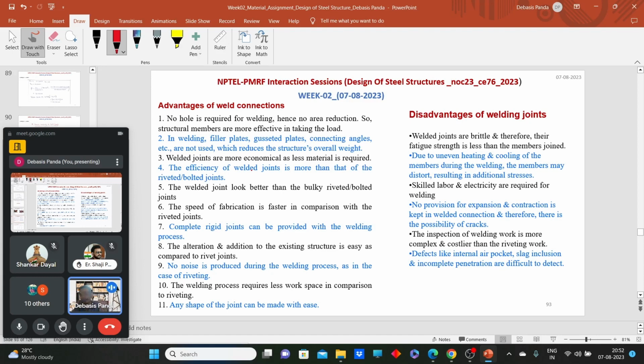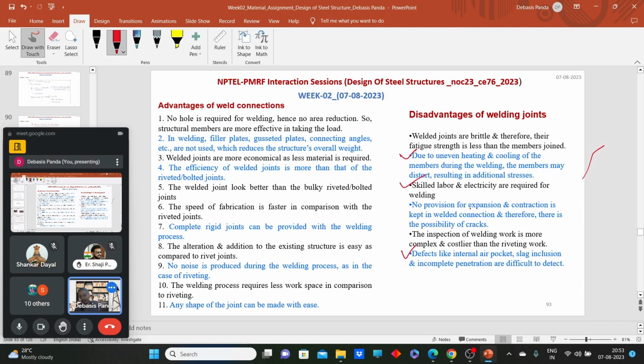Now, uneven heating. During the process of welding, we have to heat the portion. We need to deposit the reinforcement as a deposit material. So there may be chances of uneven heating and cooling. Residual stress can occur, which can lead to some failure, and we need skilled manpower. It's also very difficult to check whether there are any faults like internal air pockets left within the joints or not.